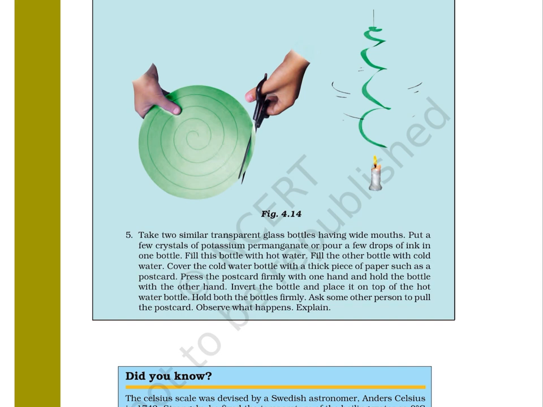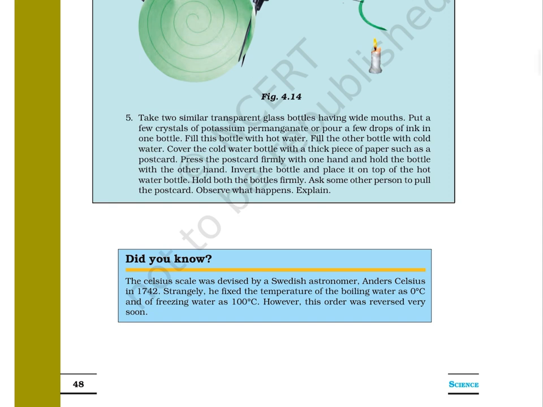5. Take two similar transparent glass bottles having wide mouths. Put a few crystals of potassium permanganate or pour a few drops of ink in one bottle. Fill this bottle with hot water. Fill the other bottle with cold water. Cover the cold water bottle with a thick piece of paper such as a postcard.